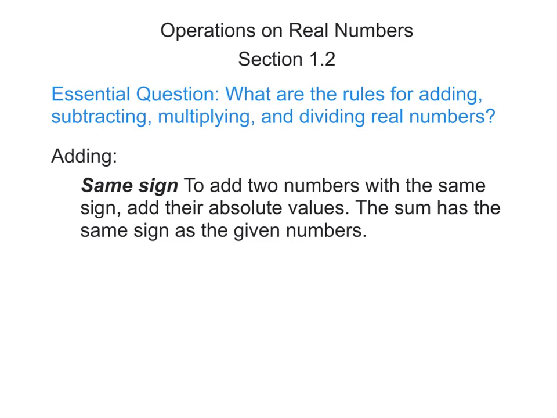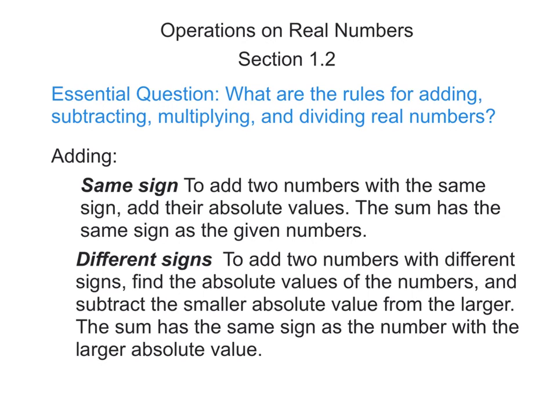So the rule for adding: if the two numbers have the same sign, then you simply add their absolute values and the sum has the same sign as the given numbers. Now, if we have different signs for the two numbers, then we find the absolute values of the numbers and subtract the smaller absolute value from the larger. The sum has the same sign as the number with the larger absolute value. Now let's look at some examples to explain these definitions further.